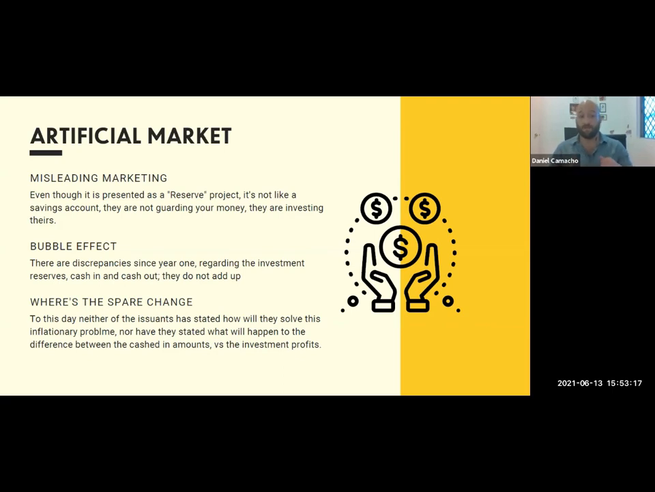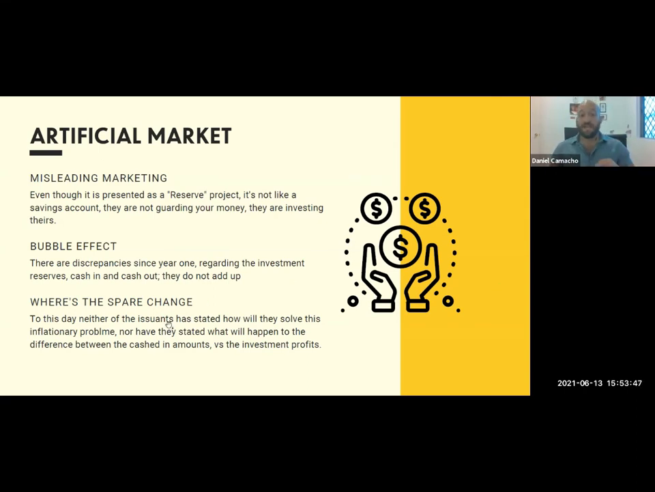Then we have the bubble effect. There are discrepancies since year one. Can you imagine what would happen in year 2, year 3, or, I mean, for God's sake, a 10-year period? How this would change everything from an inflationary point of view? So there are discrepancies since year one regarding the investment, reserves, cash in and cash out. The whole system and their model simply do not add up. Okay, it doesn't add up, as we saw.